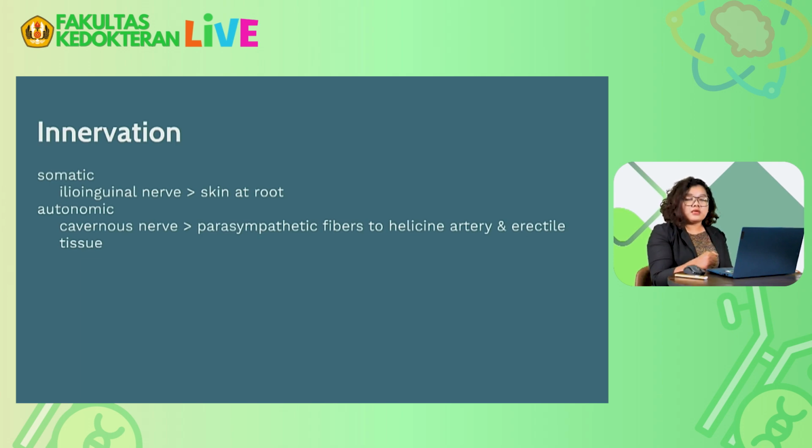And then the autonomic nervous system. Here I have one, the cavernous nerve. It is the branch of parasympathetic fibers to the helicine artery and erectile tissue. So when it's stimulated, the helicine artery that's normally collapsed will open, will have vasodilatation, hence it will fill the cavernous spaces and everything. So please review again the innervation and vascularization of the penis so you will understand the physiology of erection.